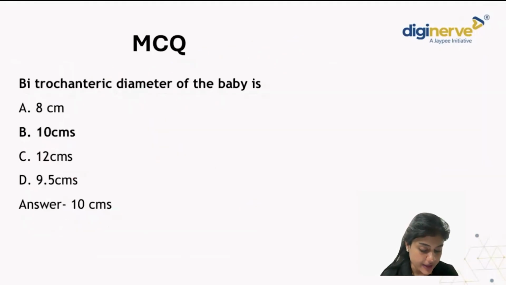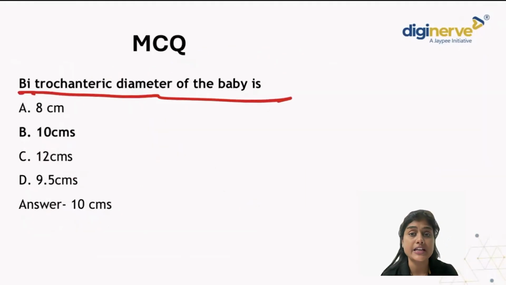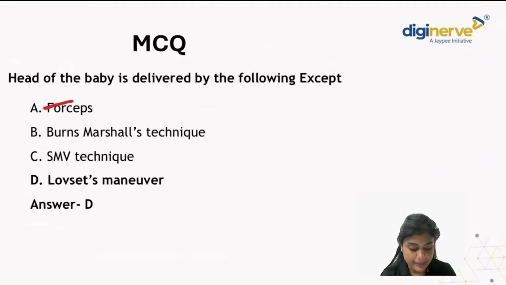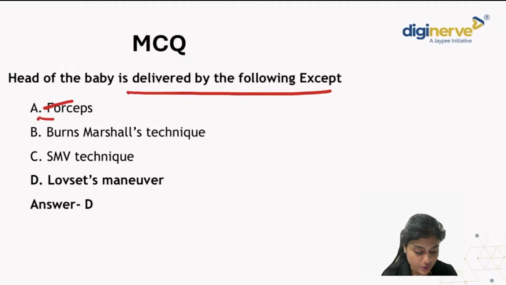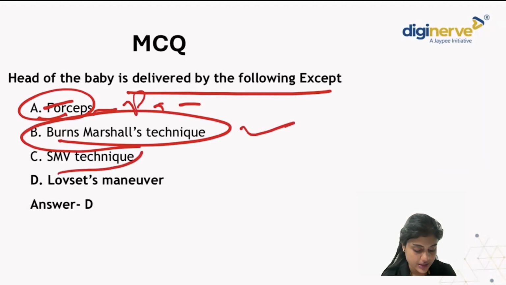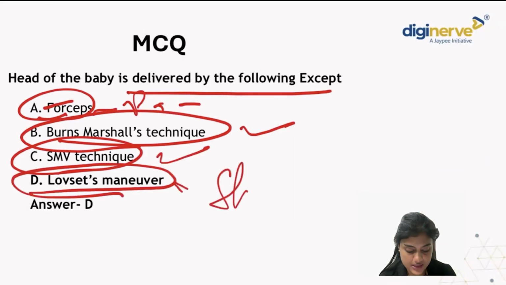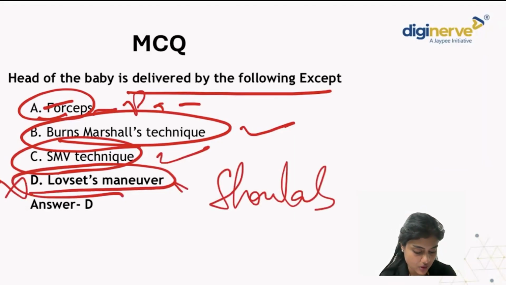Next question. The bitrochanteric diameter of the fetus in case of a breech will be what? Bitrochanteric diameter will be 10 centimeters. Between the two trochanters the diameter is 10 centimeters. Head of the baby is delivered by the following methods. Forceps, that is your Piper's, yes. Burns Marshall, yes. Burns Marshall is correct. Mauriceau Smellie method is also correct. Lastly, Lovset's maneuver. Lovset's maneuver is for delivering the shoulders, isn't it? Not the head. So this is the wrong answer. So this will be your answer.